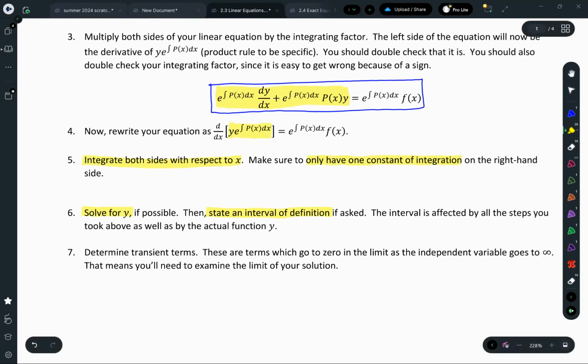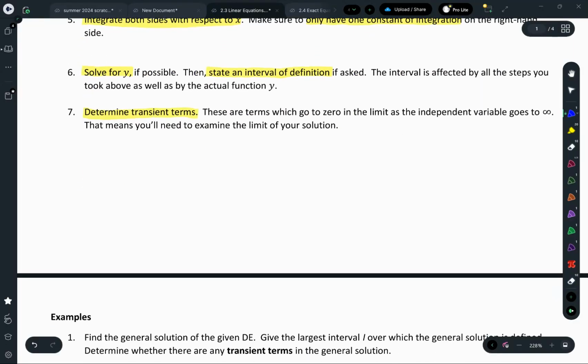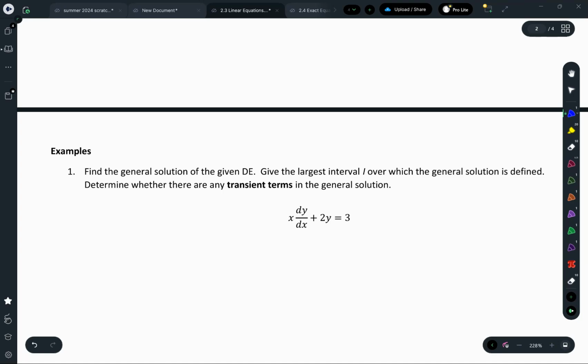The last thing to do is to determine transient terms. And transient terms are just terms which would go to 0 in the limit as the independent variable goes to infinity. So that means we're going to have to examine the limit of our solution to determine if over time any terms just go away. Okay? So as I said before, the best way to see this is for us to go ahead and get started on some examples. So let's go ahead and do that.